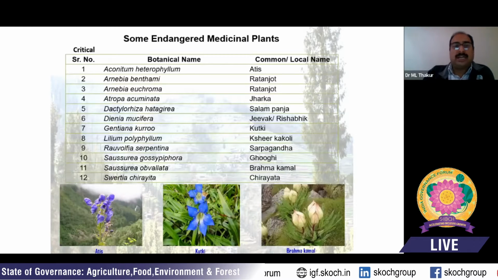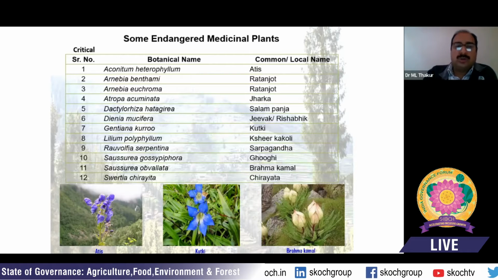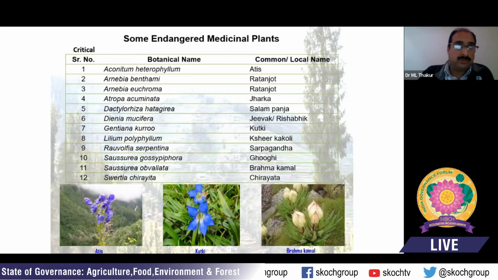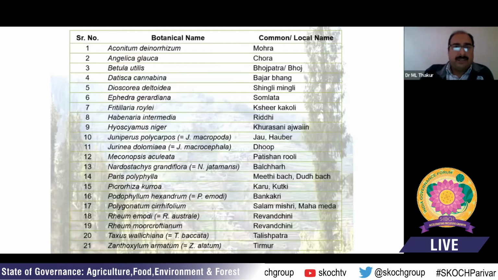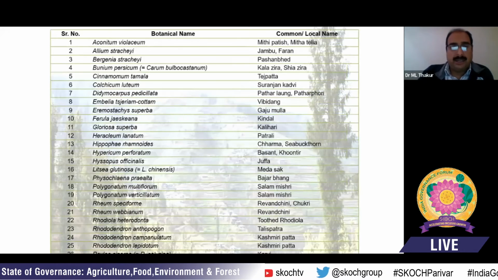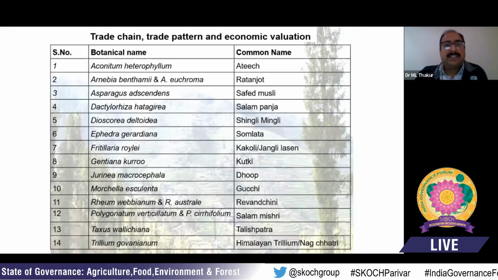There is a huge demand for some of the biological resources, like medicinal plants such as Aconitum heterophyllum. There are other species like Kutki, Gentiana kurroo, or Picrorhiza kurroa, which are in very high demand in the industries. They have exerted high pressure on the existence of these species in the wild, and therefore these are placed under the category of threatened species. There are some 40 species of these medicinal plants which are in bulk demand in the industry. We have tried to analyze the trade chain, trade pattern, and economic valuation, or the value chain analysis.